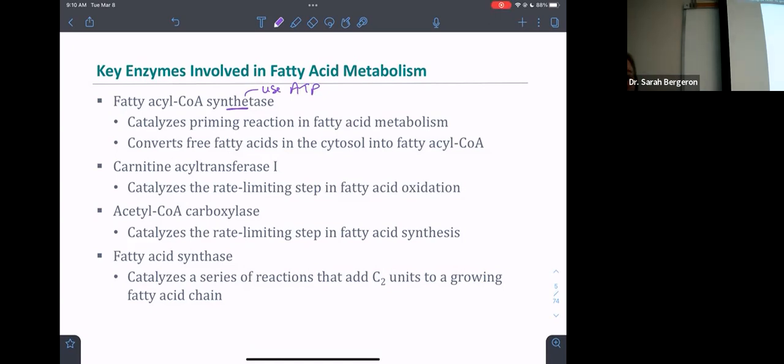So the fatty acyl-CoA synthetase basically prepares the fatty acid for metabolism. It converts free fatty acids into fatty acyl-CoA molecules, and this conversion happens in the cytosol. Where do we need to get our fats in order to metabolize them? Where is the citrate cycle? In the mitochondria. So are we in the mitochondria? We are not. You have to think about cellular location, where things are happening.